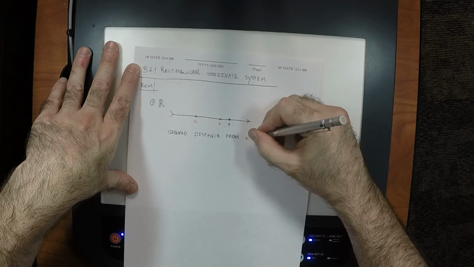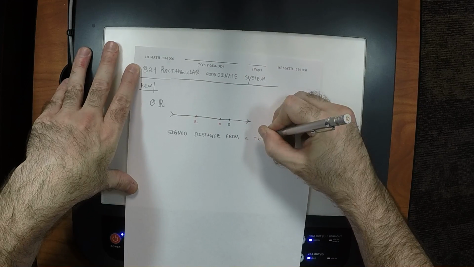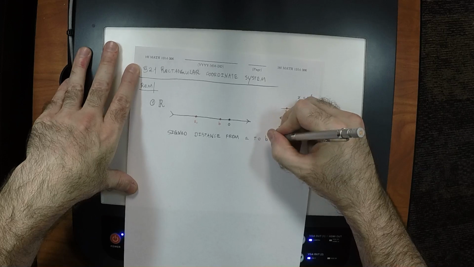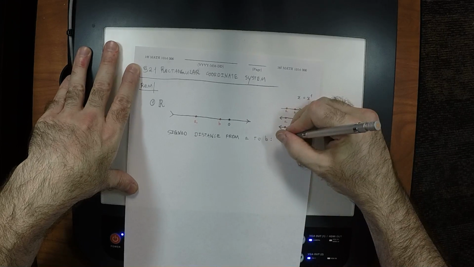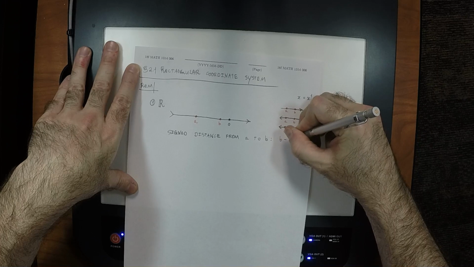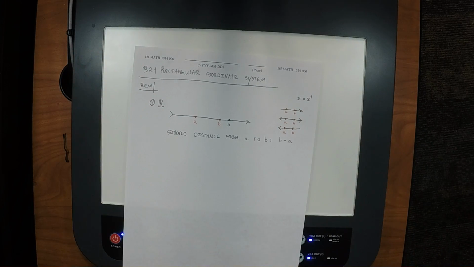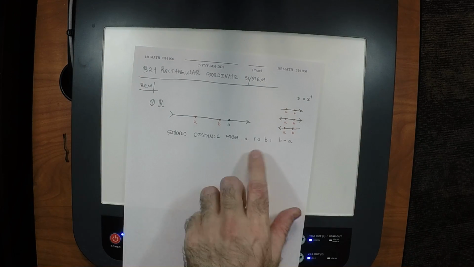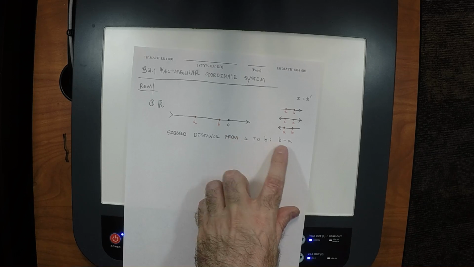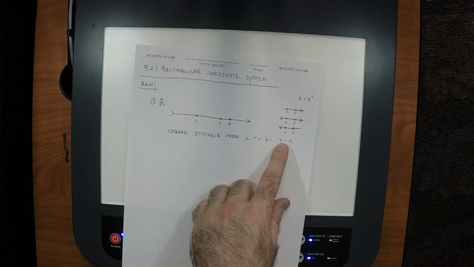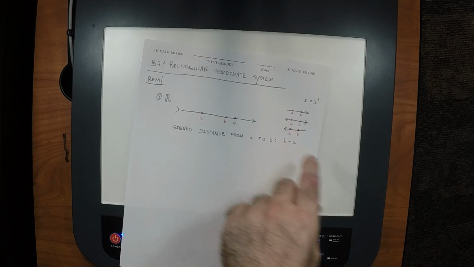Okay. So signed distance from A to B. The formula for this is B minus A. Now, the reason why B is first is that it says from A to B, and you're subtracting A.